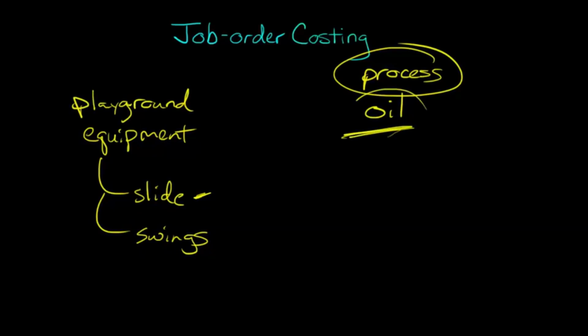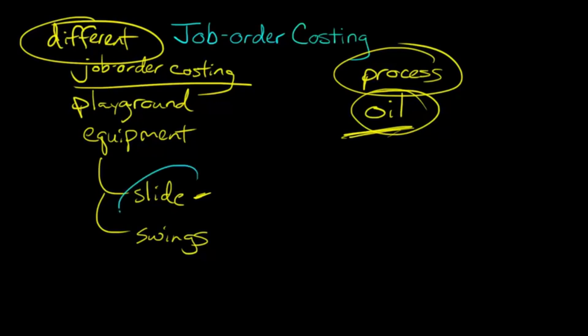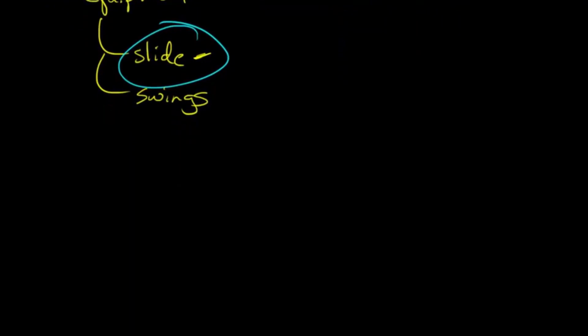So oil, we'd be talking about a process costing system, which we would deal with in another video. But for something like playground equipment, or any kind of firm that's dealing with different products, we've got job order costing, and the idea is just what kind of product. Is it homogeneous or is it different? For different, we're going to use job order costing, and we're going to come out with a little thing called a job cost sheet. So if someone says, hey, I want to order a slide, we're going to generate a job cost sheet.